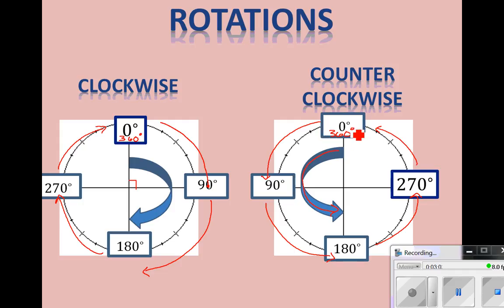So let's look at the relationship between these two. 0 degrees and 360 degrees are the same on both, and 180 degrees is the same on both. But notice 270 and 90 degrees. If you go 270 degrees clockwise, then you have to look at which one is in the same location on the counterclockwise. And this would be in the same location. So 270 degrees clockwise is the same as 90 degrees counterclockwise.